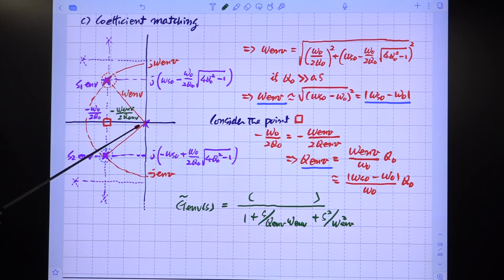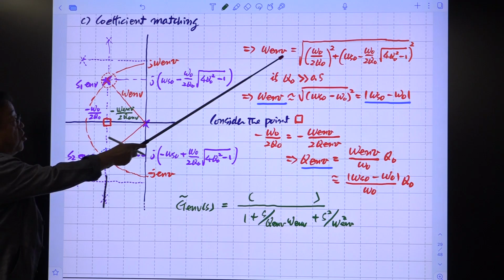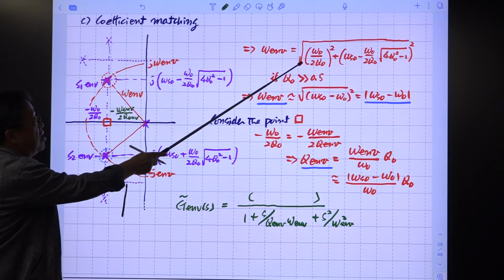So we know this. If this transfer function generates this one, then the distance from this pole to the origin has to be this omega_ENV. Okay, this is known from the standard second order transfer function. So this should be true. So the length from the origin to this S1_ENV is this one. So the length is the square root of the sum of the squares of this length and this length, taking the square root of the summation, we will have this. So this is the equation. So omega_ENV is this one.